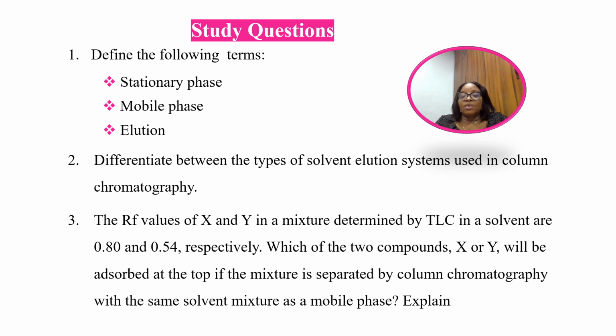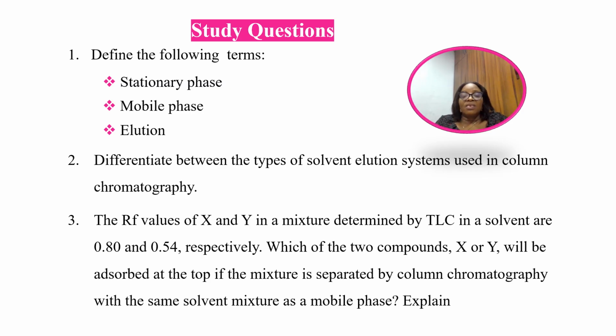The questions you need to prepare: Question 1. Define the following terms: stationary phase, mobile phase, elution. Question 2. Differentiate between the types of solvent elution system used in column chromatography.